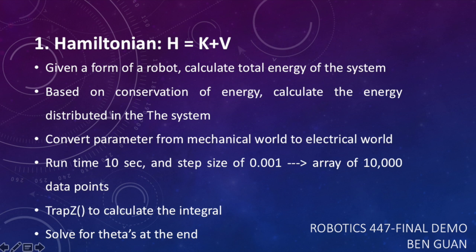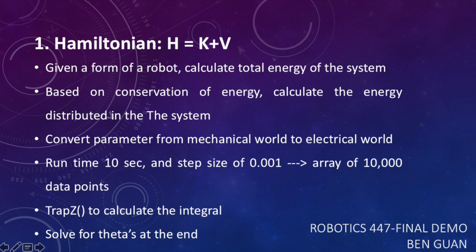The way that we acquire the data points is that we have two sinusoids going into the voltage of the robot, and we set the step size to 0.001 and run the program for about 10 seconds, and we acquire 10,000 data points from there.